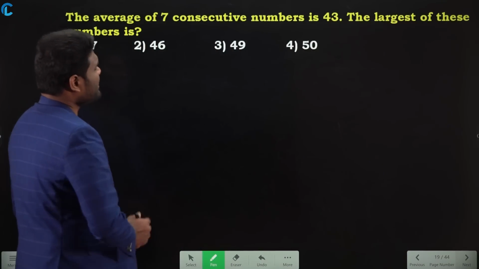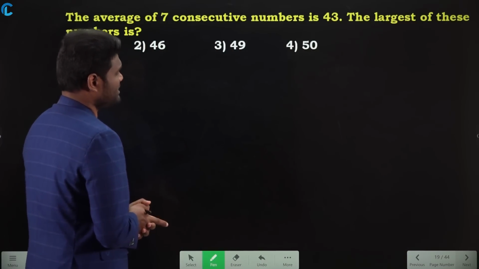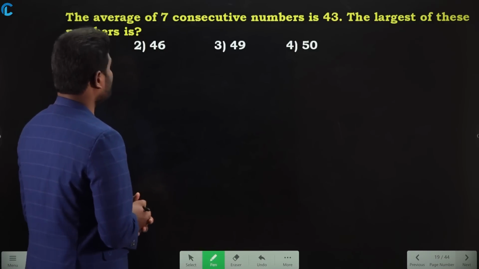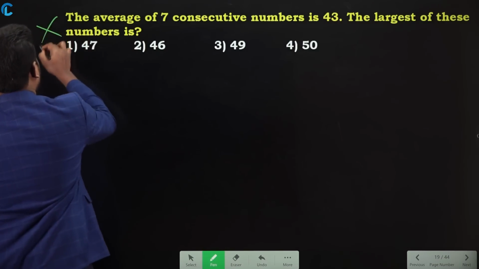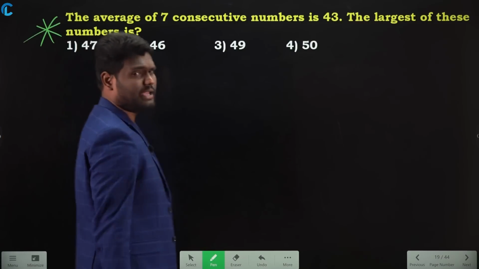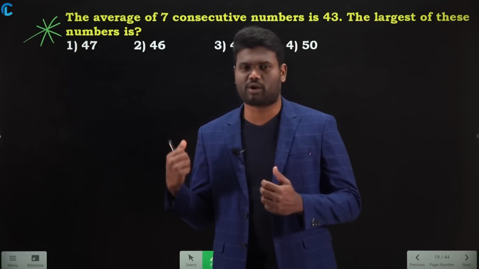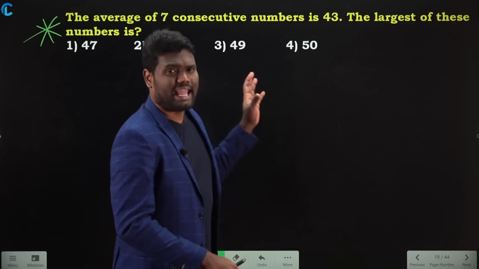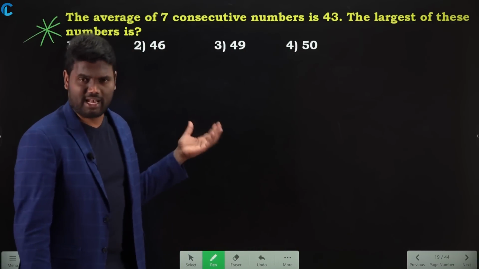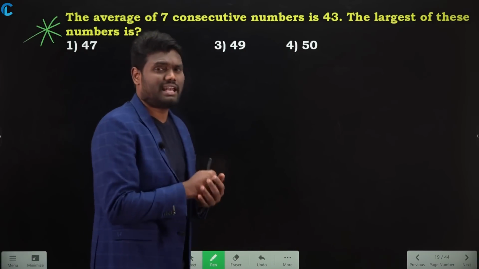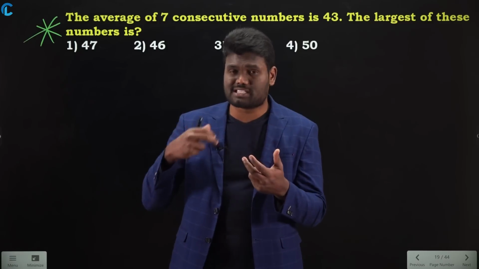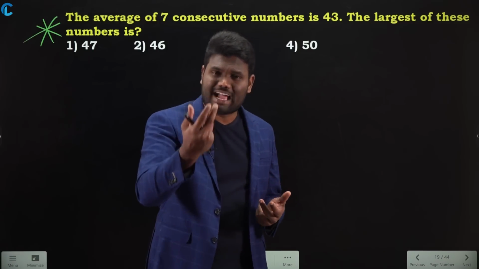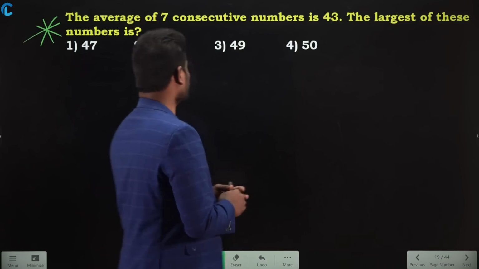Average of 7 consecutive numbers is 43. The largest of these numbers is. Look here. Even this pattern of questions is really important. Very important. These are again similar to whatever we have discussed earlier, but the previous questions were direct questions. But now these questions are similar to the concept we have discussed earlier. Okay, so let us look at this.